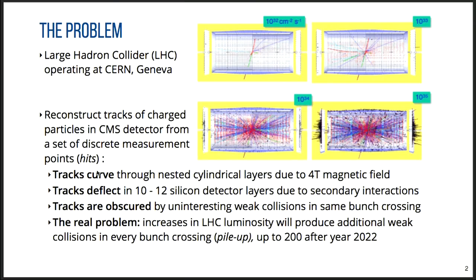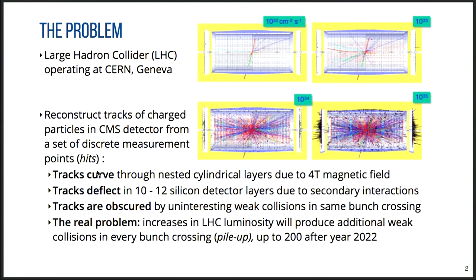So the problem we have is at the LHC. Mainly we're developing it for the CMS detector, but it has much wider applications. In several years, by 2022, we're going to have what we call a high luminosity LHC, which means you're going to have more collisions happening in the detector. The more collisions you have, the bigger mess you have, and from that mess you have to find the interesting tracks.